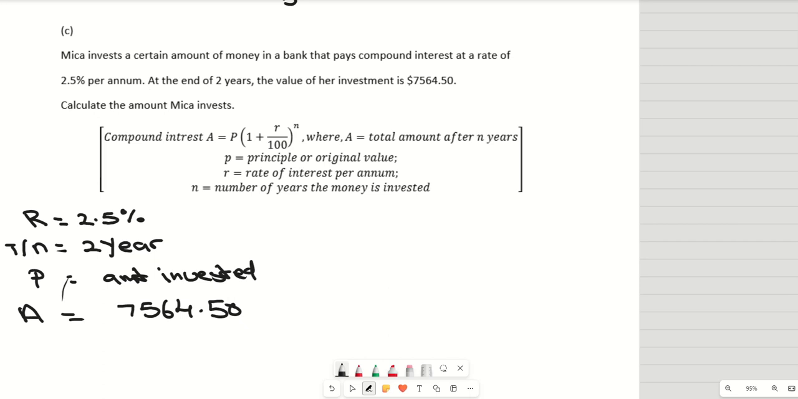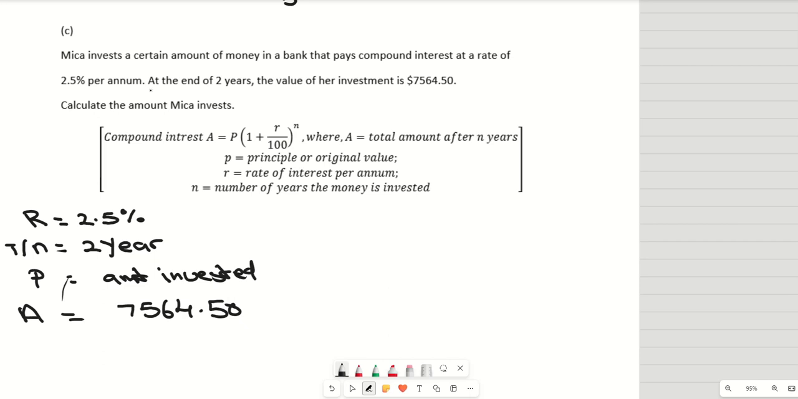They gave us the formula. They said compound interest amount is principal, open bracket, 1 plus r over 100 to the power of n, where A is the total amount after n years. We know that is $7,564.50. We know the rate, which is r, that is 2.5. We know n, the number of years, that is 2. We don't know the principal. So basically, they're asking you, what is the principal?